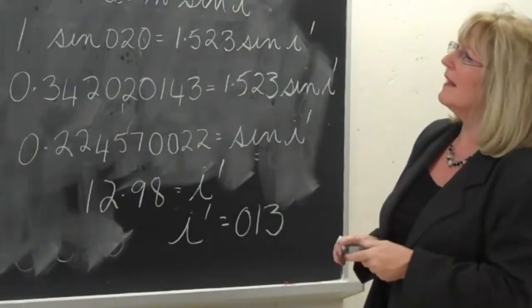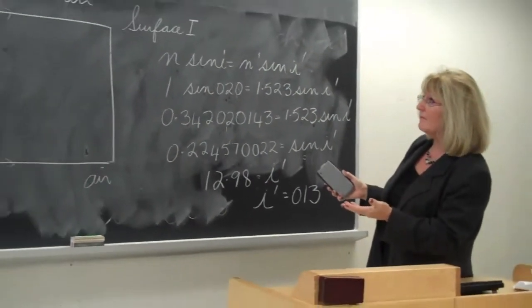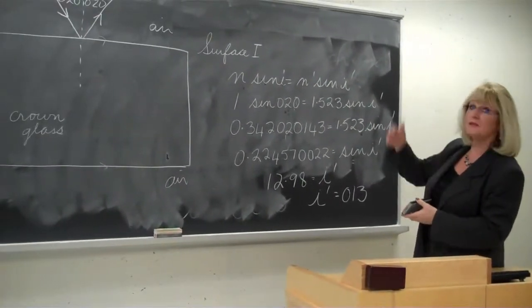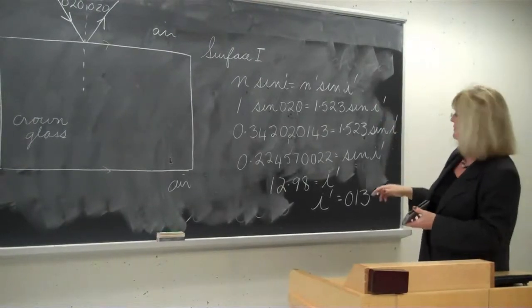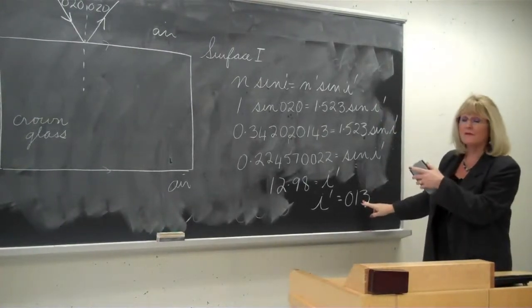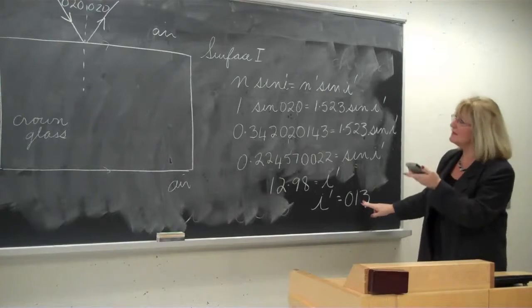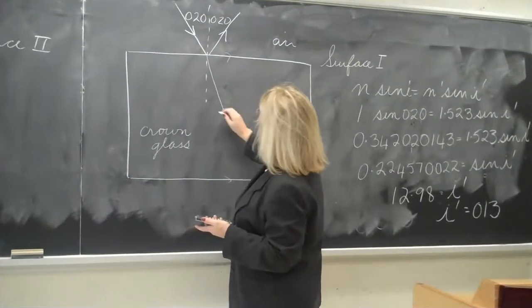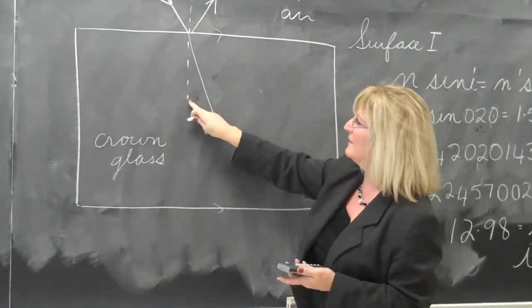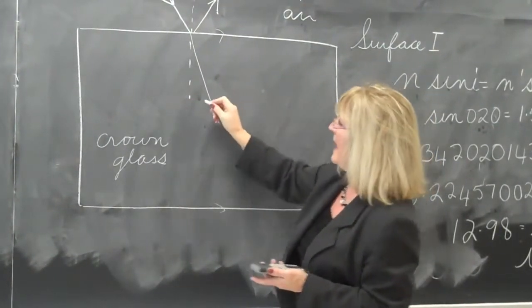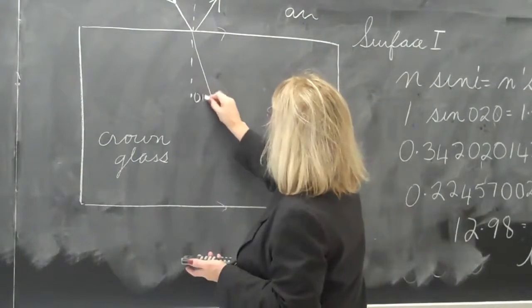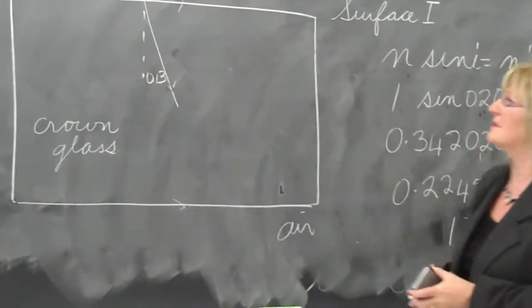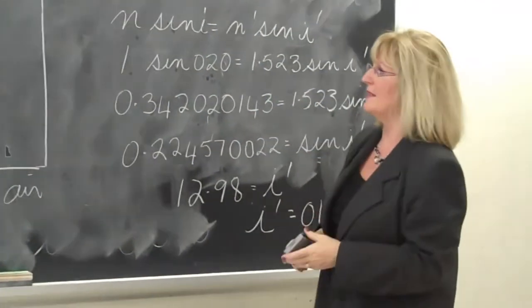So now I have to look at the diagram, make sure it makes sense. I am still going from less to more dense, which means the angle of refraction at the first surface has to be less than the angle of incidence. This is not to scale. What I end up having then is an angle of refraction between the normal and the refracted ray equal to 13 degrees, and it makes logical sense because light's traveling from less to more dense.